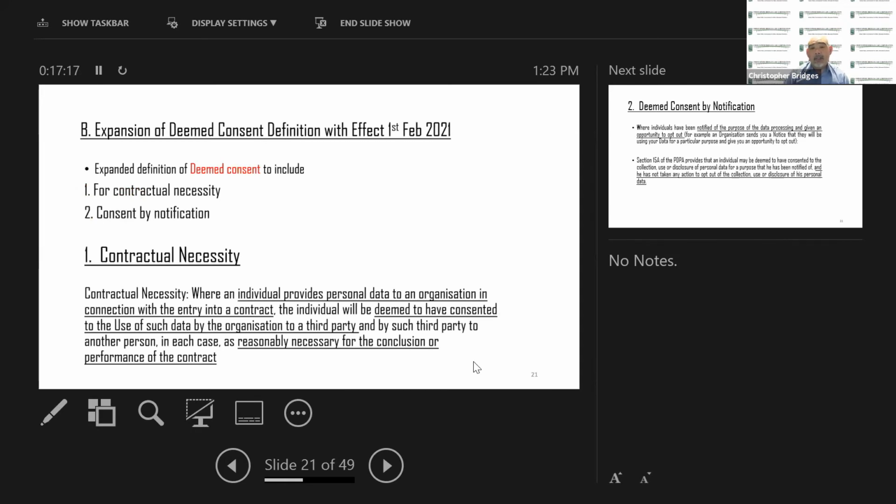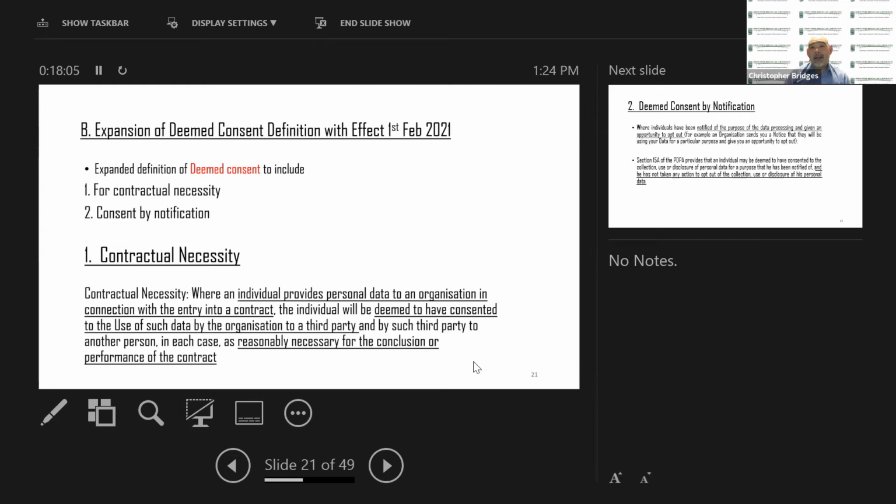There's also an expansion of the deemed consent definition with effect from February this year. Okay, now it's subdivided into contractual necessity and consent by notification. For contractual necessity, there is also inferred or deemed consent, where individuals provide personal data to an organization in connection with the entry of a contract. He would have consented to the use of such data that he provided at the time of entering into the contract with the organization if it's related to the contract. You see at the bottom, it must be reasonably necessary for the conclusion or performance of the contract.